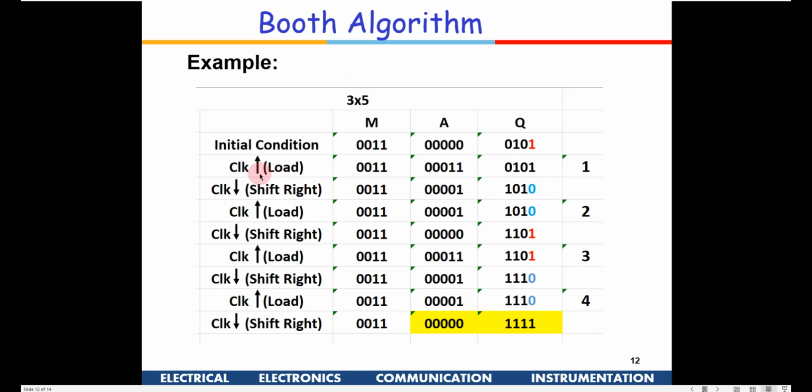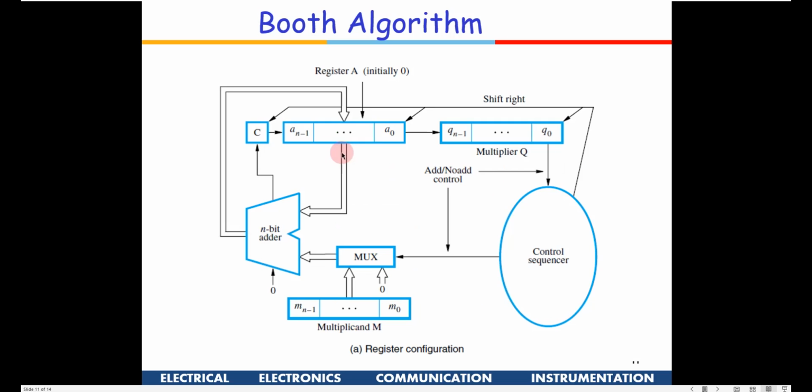Now, during the negative edge of the clock, you will have a shift right operation. So you will find this one, which we saw initially, gets thrown out, and then you have this 0, this 1, this 0, this 1. If you see, this entire thing will shift towards the right.